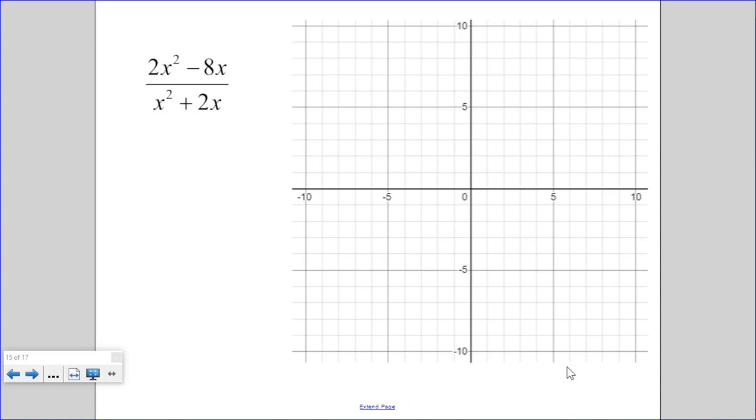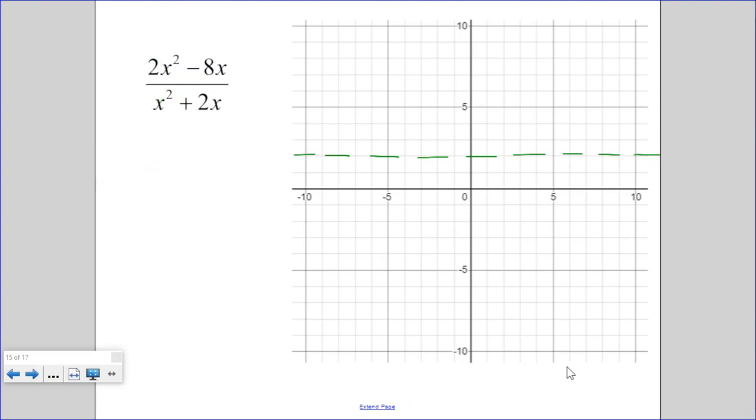Okay, so as with the last example, if you watched it, you're going to start by checking out the degree of the numerator and the denominator. Since they're both quadratic, we know that there's going to be a horizontal asymptote at the ratio of the leading coefficients. So 2 over 1, or just 2. So there's our horizontal asymptote at y equals 2.